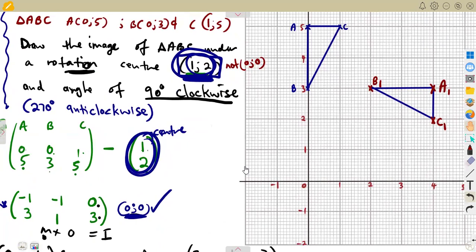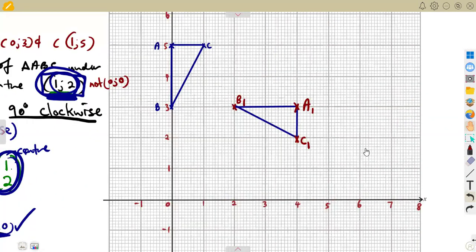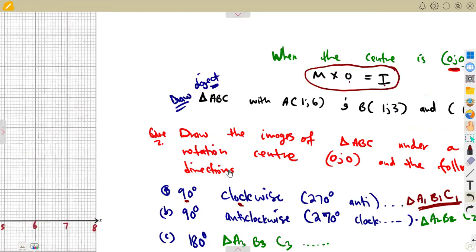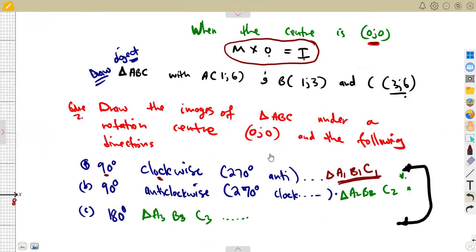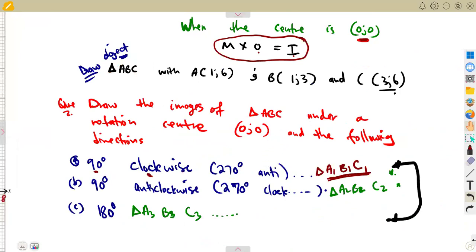So I would like you to work more questions. I gave you a lot of questions to do, drawing of these images, but here there's no adjustment. Here there's nothing like subtracting the center because the center is already at 0, 0. So there is just a straightforward matrix term: object is equal to image. So after this, I'm expecting full questions now.